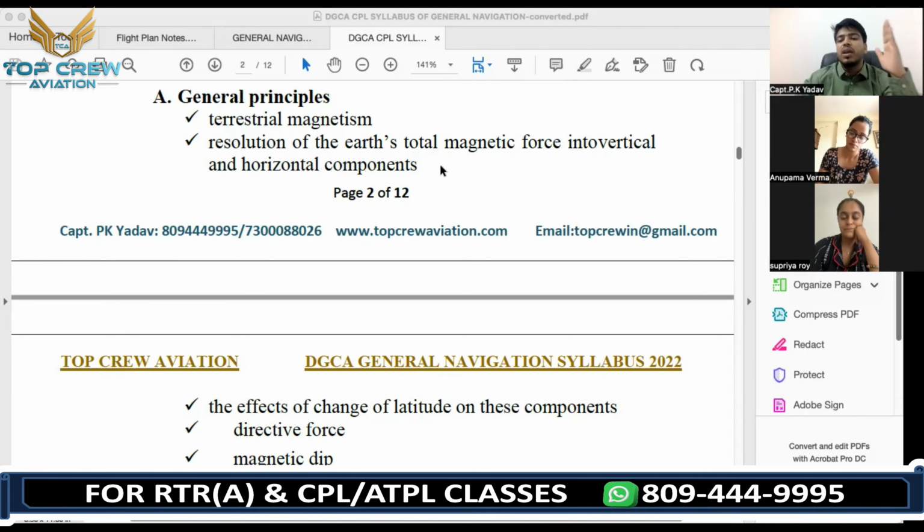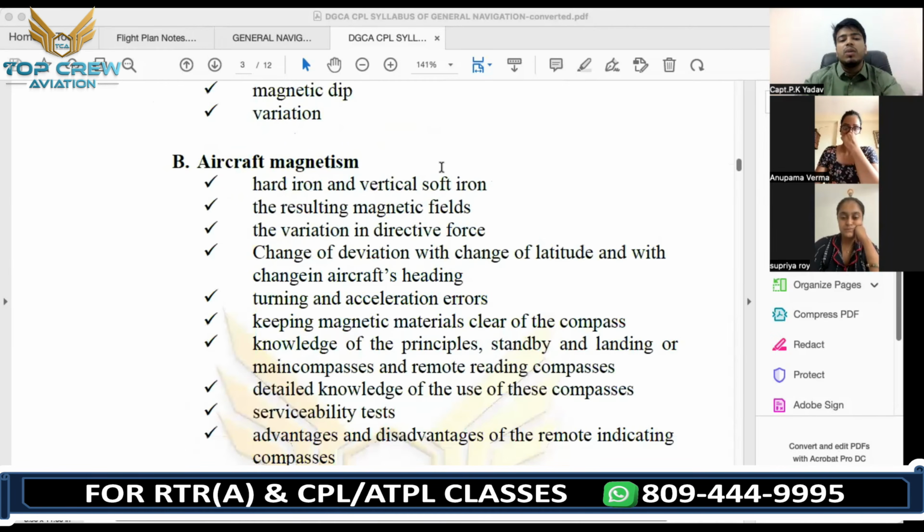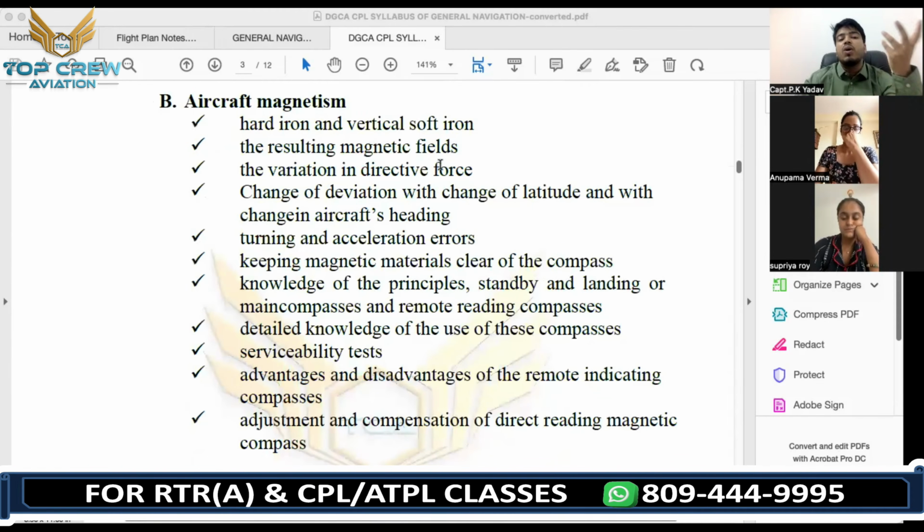We understand what is horizontal and what is vertical component of the earth's field, what is directive force, what is variation. Then we would understand about aircraft magnetism, what is hard iron, what is soft iron, and what is their impact on our navigation. Again, we won't go very deep, we only study the basics being a pilot.